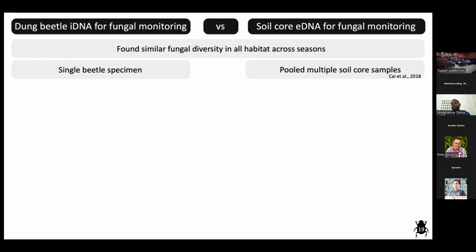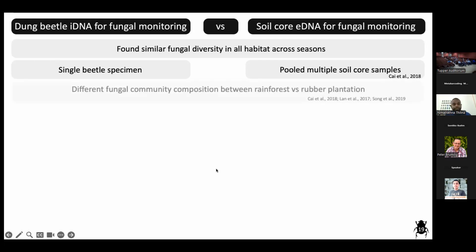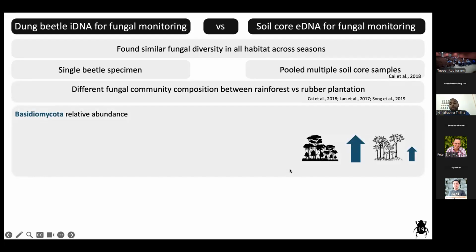However, for the soil samples, they collect multiple soil samples and combine them into one sample to get a higher number of fungal communities. Both studies found a completely different community composition between the rainforest and the rubber plantations. They also found higher Basidiomycota relative abundance in the rainforest compared with the rubber plantation.